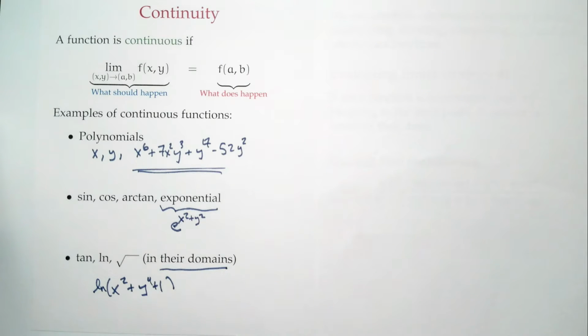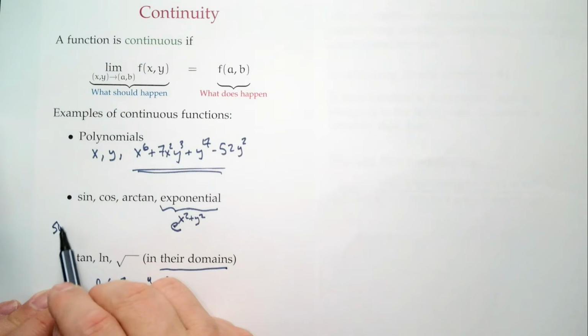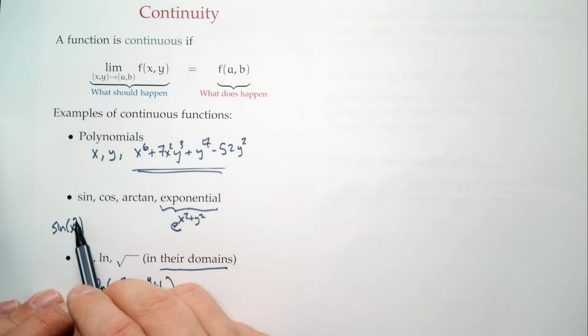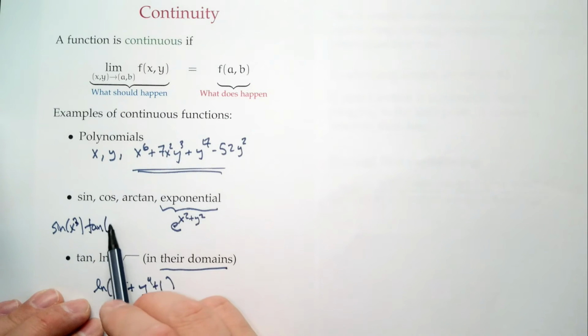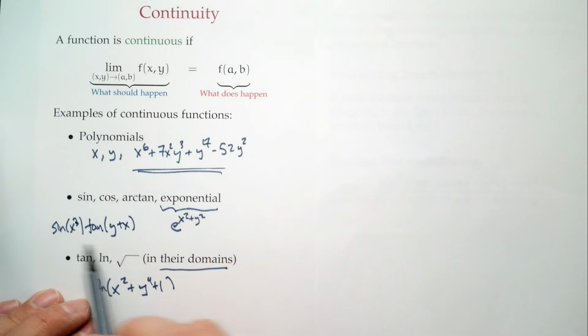Well, what's true about x squared plus y to the 4th plus 1? Is that always going to be positive? Yeah, it will. In fact, it'll always be at least 1. And therefore, it's going to be always defined. And so once you start having our basic building blocks, you can do all sorts of things. Again, you can do composition. You can multiply things together. So I could say take sine of x cubed, times tangent of y plus x. And this will be continuous as long as I avoid the asymptotes of tangent. So there's all sorts of things we can do.